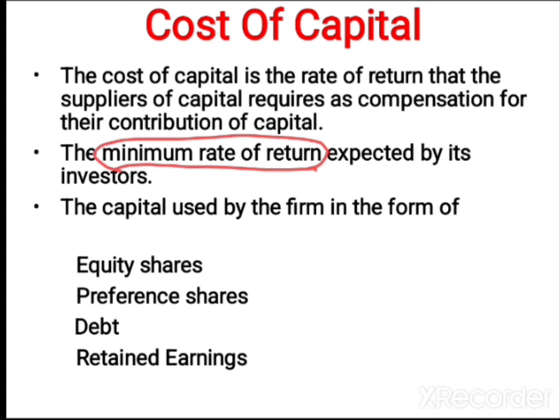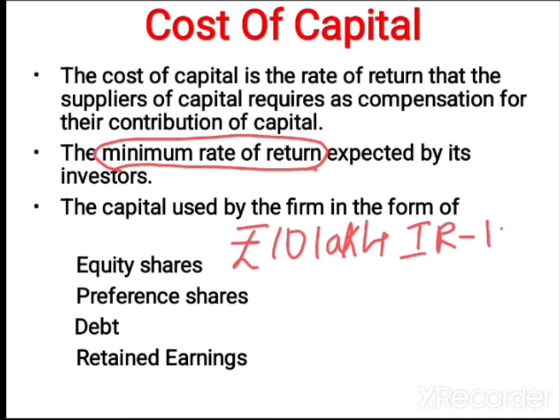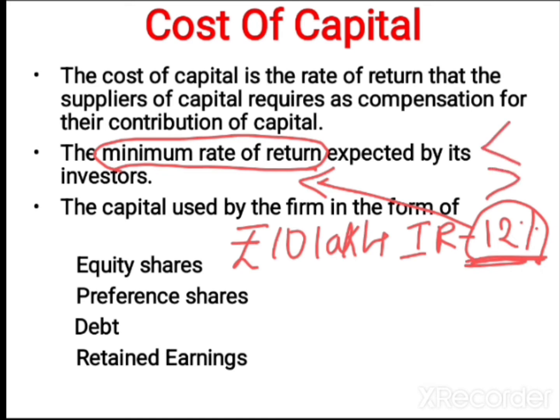Here I give you an example and explain this. Suppose XYZ company borrows funds of rupees 10 lakhs at the interest rate of 12%, you assume. So this 12% is what? It is your minimum rate of return. That means in any investment project, a company has to earn 12% or more than 12%, but not less than it. Suppose a company gets a return of 15% in some project.